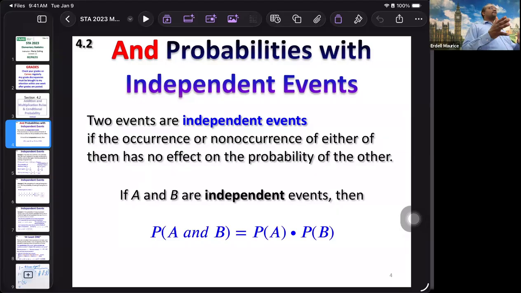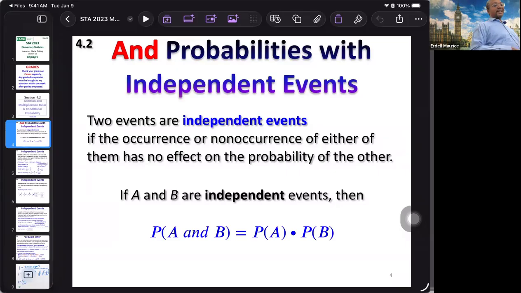Questions there? Unlike, for example, the probability that a team wins a football game and whether they get a turnover. Those two things are highly correlated and linked together. If a team gets a turnover, they're a lot more likely to win the game. Those are what we call dependent events: events that are linked or correlated with one another. Questions there?